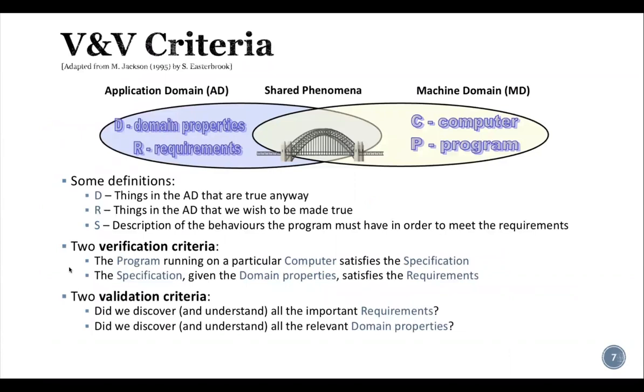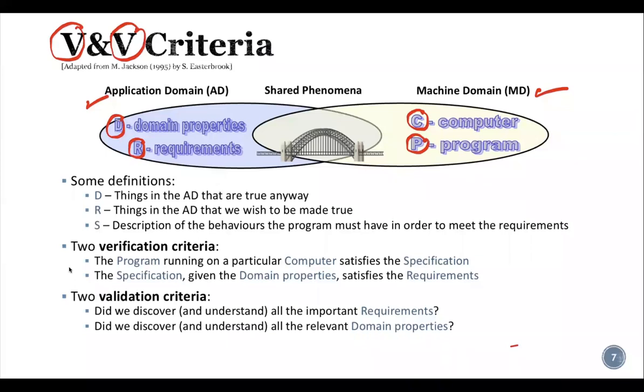So during the verification and validation phases, there is always a V and V criteria, where the first V is for validation and the second V is for verification. To come up with validation and verification criteria, let's take an example that alternates between the application domain and the machine domain. In the application domain, I'm going to use the symbol D to refer to domain properties and R to refer to requirements. While in the machine domain, we're going to use C for computer and P for program.